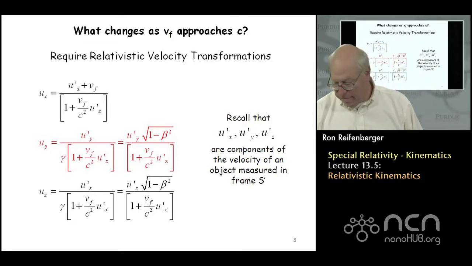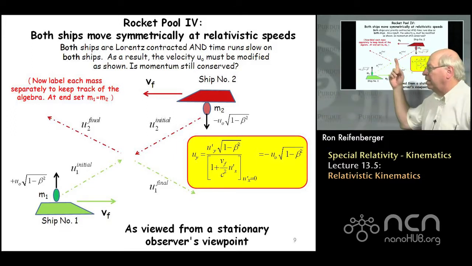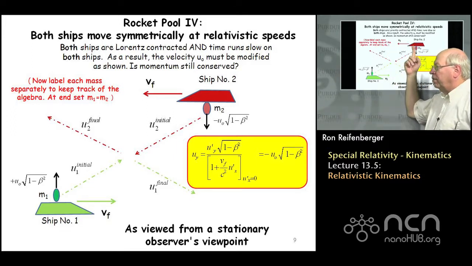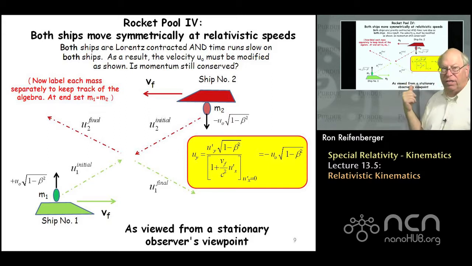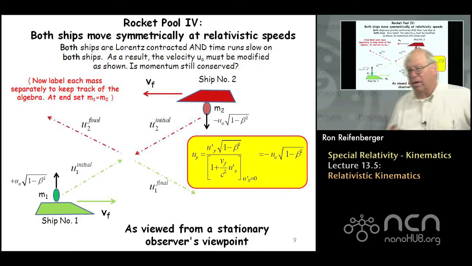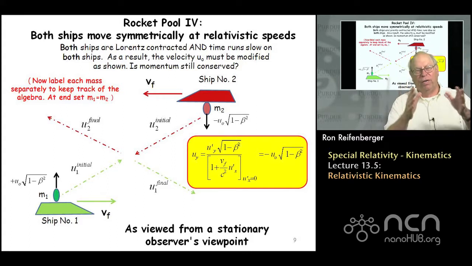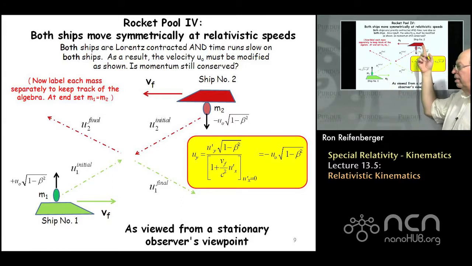And so the fourth experiment that I like to talk about is now ship number 2 approaches ship number 1. Both ships are moving at the same velocity v sub f, and v sub f is now comparable to the speed of light. What's different? Well, if you're a stationary observer viewing this lecture from your dorm room, right, you would see that ship number 2 is going to be length contracted.